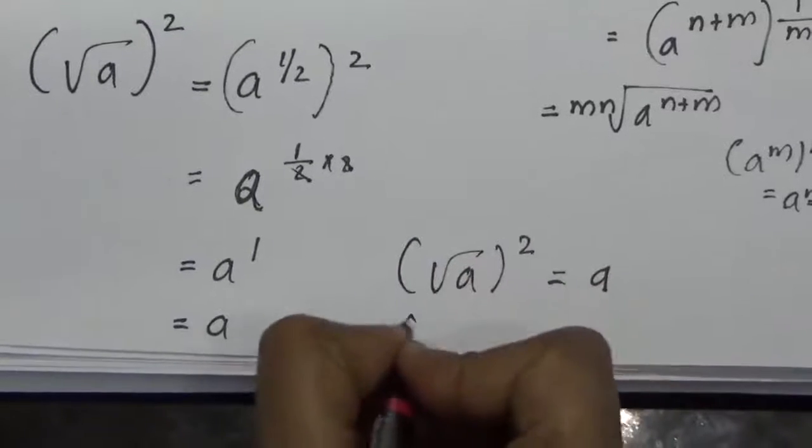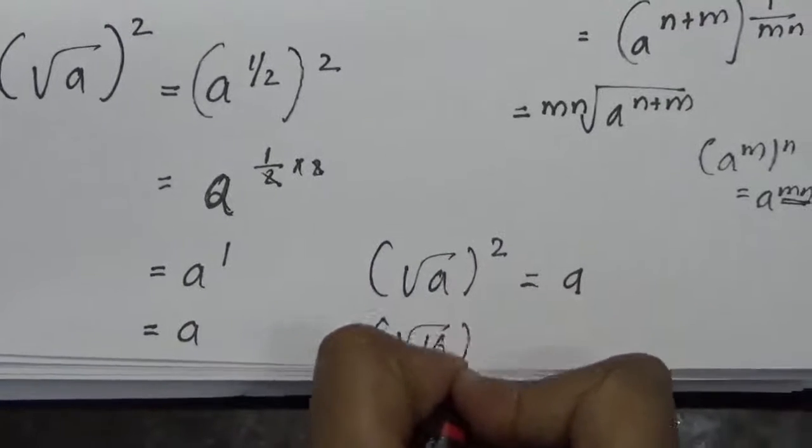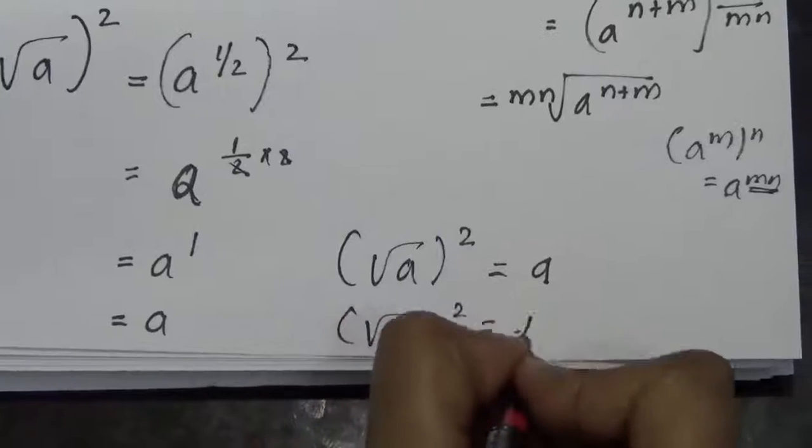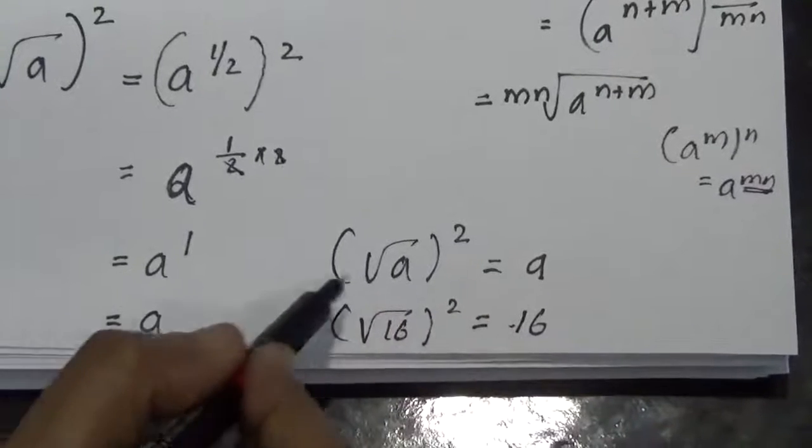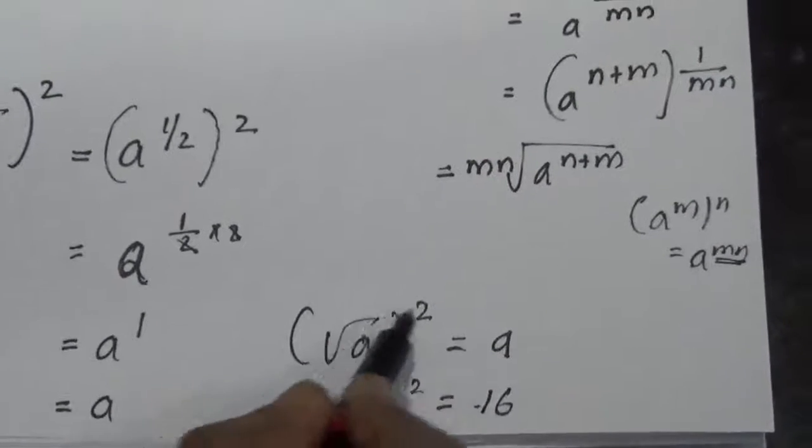So similarly we can find root 16 the whole square. What is root 16 the whole square? Then it is 16. So remember that if a is a positive number, then root a the whole square is equal to a.